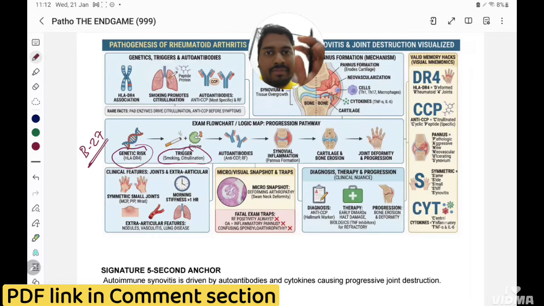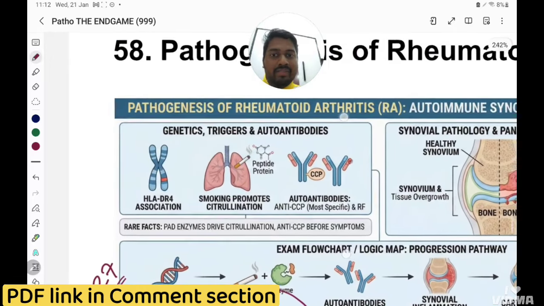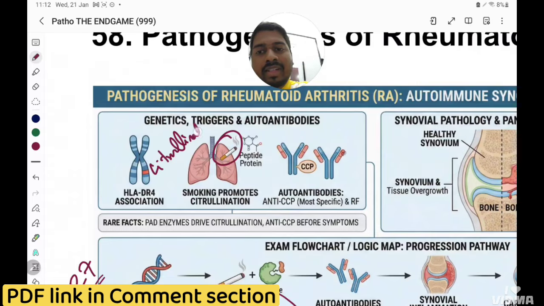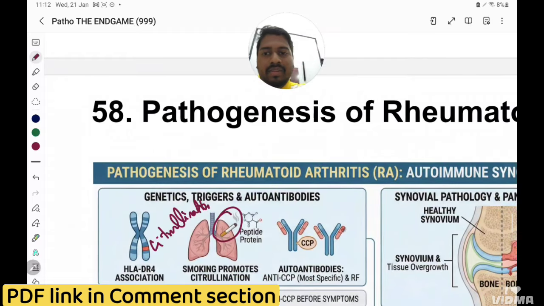Remember, smoking is the most common trigger for rheumatoid arthritis. So why is smoking so important? We'll go through this. When smoking happens, it causes something known as citrullination. Now what is citrullination? Citrullination is the conversion of an amino acid: initially it is arginine, and it gets converted into citrulline.